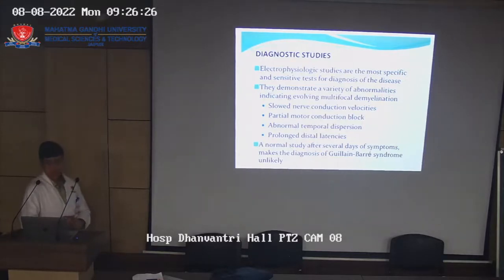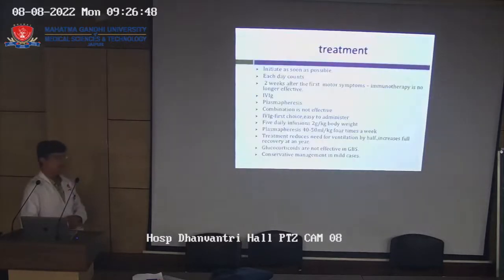A normal study after several days of symptoms makes the diagnosis of GBS unlikely. So if you are getting a normal NCV, then your diagnosis is not correct, and you should think of other diagnoses, because if your diagnosis is correct, the patient will always have a positive electrodiagnostic study showing either demyelination or axonal damage. Now come to the treatment.